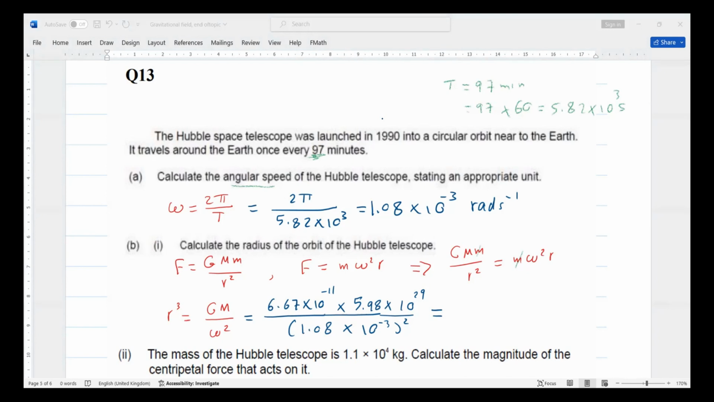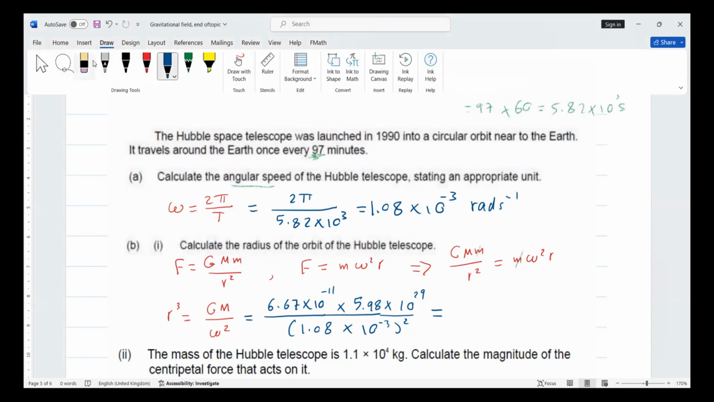Now follow me. Where is the mass of the Earth? I will give it to you, because it is a constant. It will be given in the exam. Here, the mass of the Earth is 6 times 10 to the power 24. So this is 24, not 29. It is constant, and it will be given here.